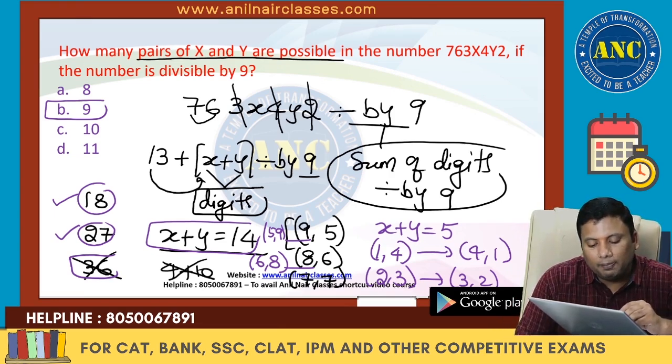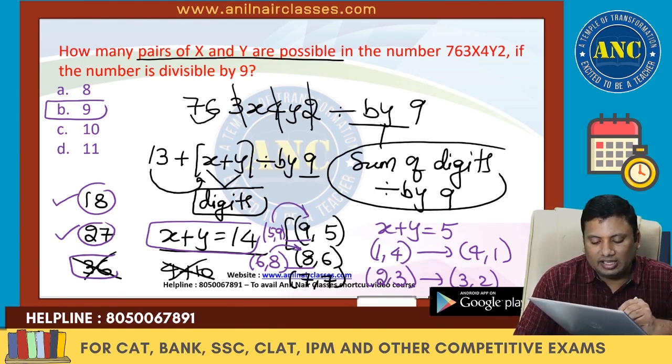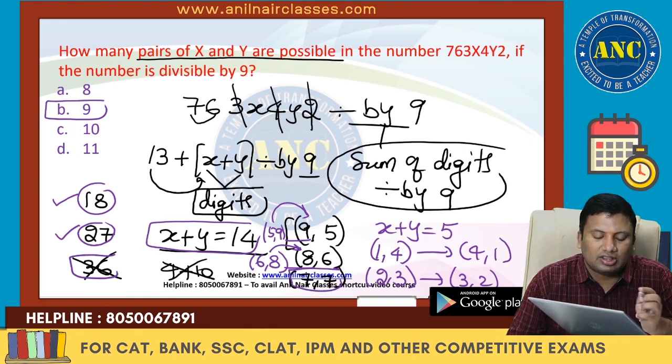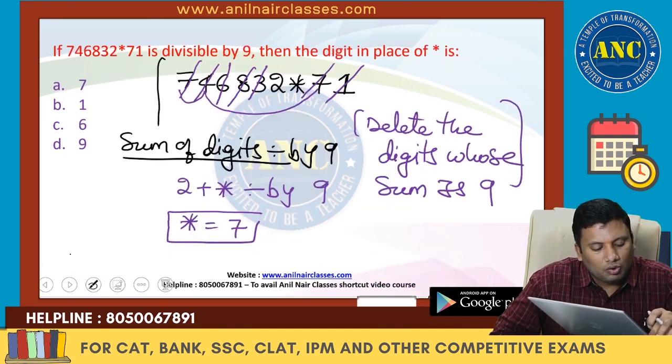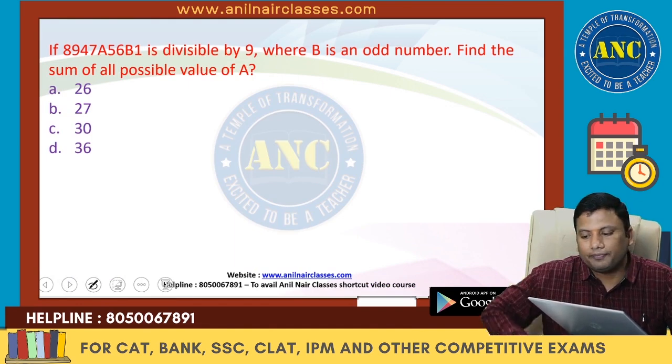5 and 9 possible, reverse is 9 and 5. 6 and 8, 8 and 6 are possible. x plus y is 5: 1, 4, 4, 1, 2, 3, 3, 2. Next it is 7, 7. Totally 9 values I got whose sum will be divisible. All are previous year questions, sir.